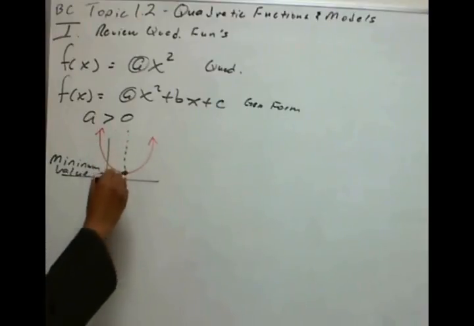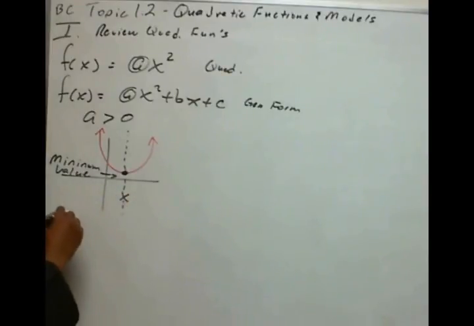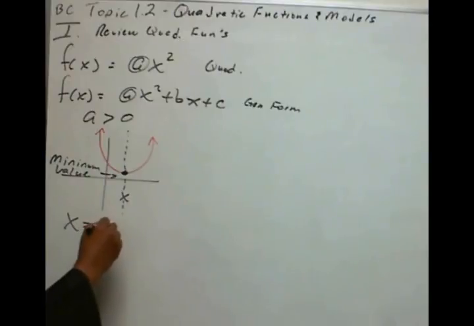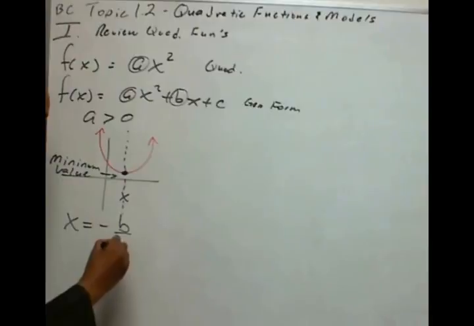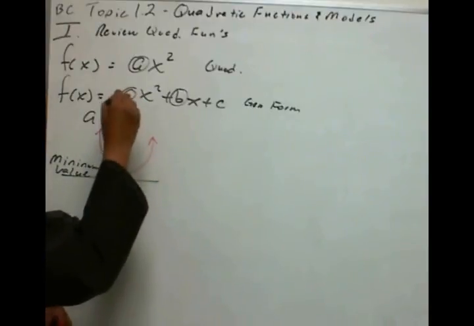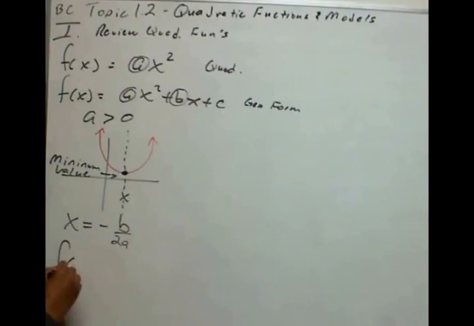First thing we see is that the vertex is located along the axis of symmetry. The axis of symmetry is found by taking the opposite of b, which is here, divided by 2 times a, which is the a here, and this will give you the axis of symmetry. Then we take that number that we just created, we put it inside the function itself, and that answer becomes our minimum value.